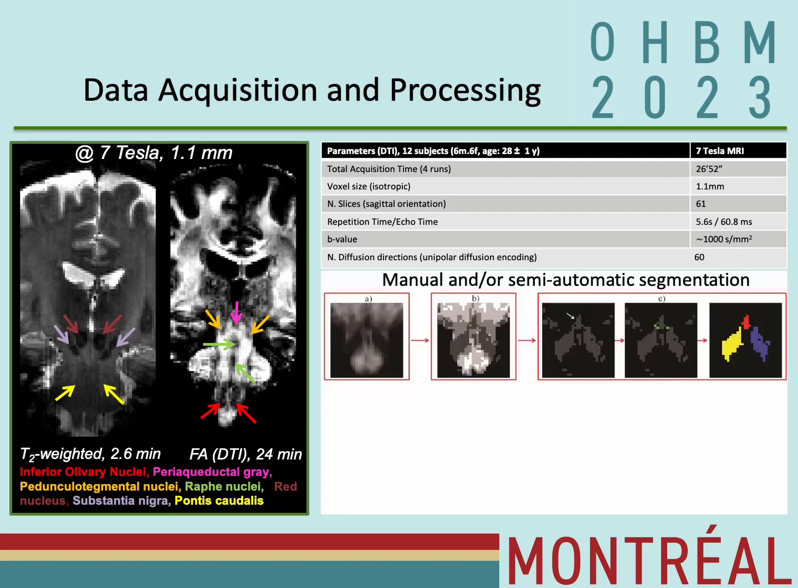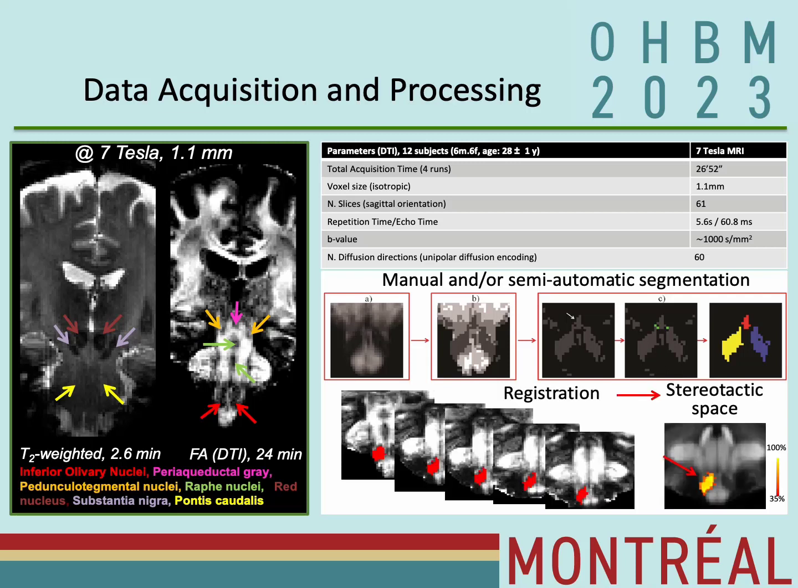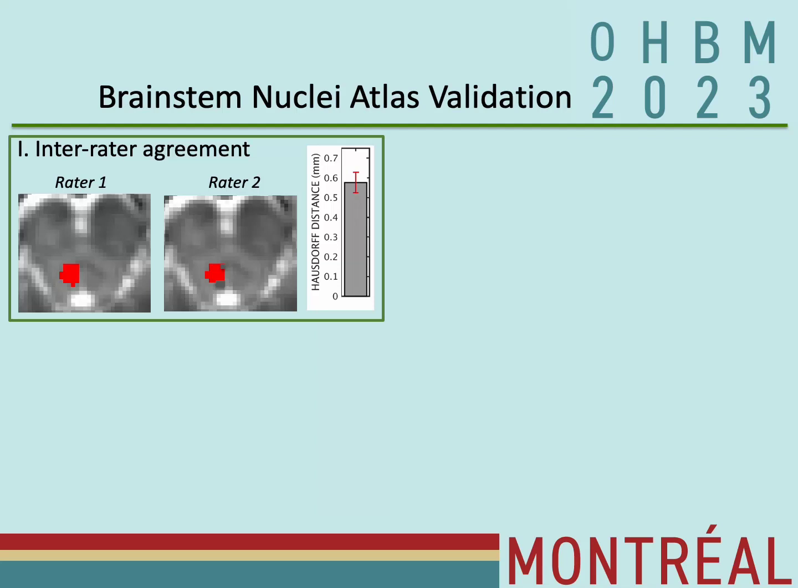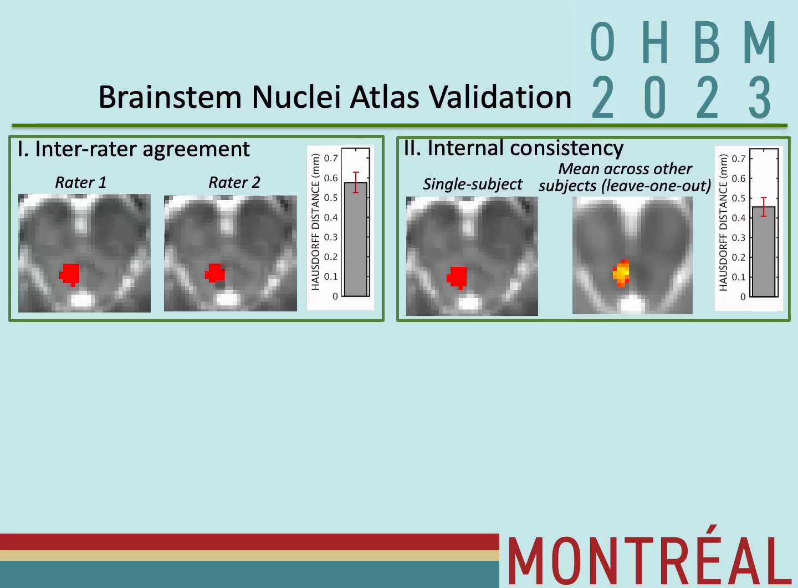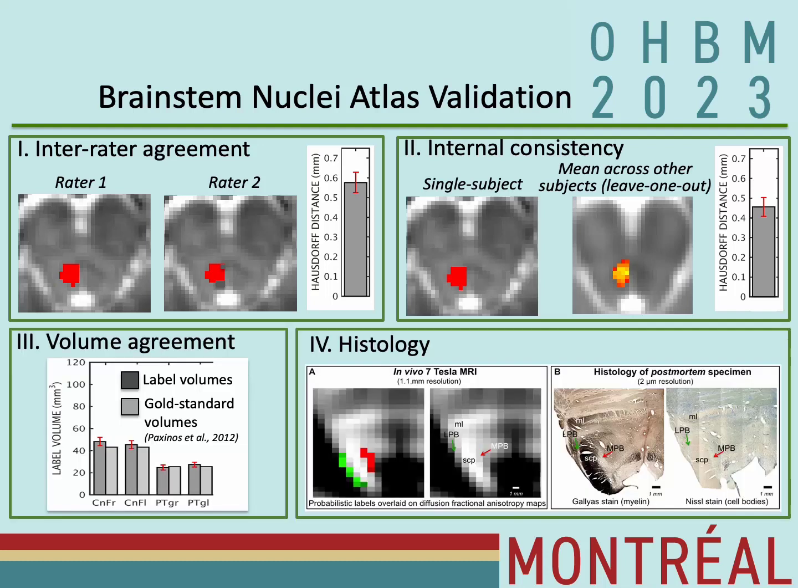After preprocessing, we performed manual and/or semi-automatic segmentation of brainstem nuclei, and then precisely registered both the images and the labels to stereotactic space. Spatial overlap across subjects was then computed to yield probabilistic atlas labels of 31 brainstem nuclei. The nuclei atlas labels were validated by inter-rater agreement, internal consistency, volume comparison to postmortem literature, and histology.